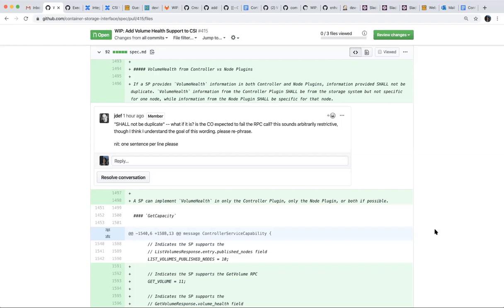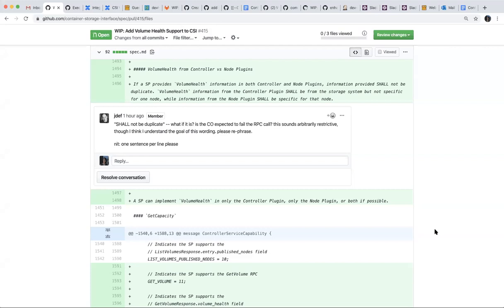Right, yeah. Sorry, my audio dropped out for like 30 seconds there. I think we can agree that in the situation when you have an SP with both a node plugin and a controller plugin, the controller will know some things the node doesn't know, and the node will know some things the controller doesn't know. And so both pieces of information are interesting, right? Yeah. The one that confuses me more is the one where you don't have a controller plugin.